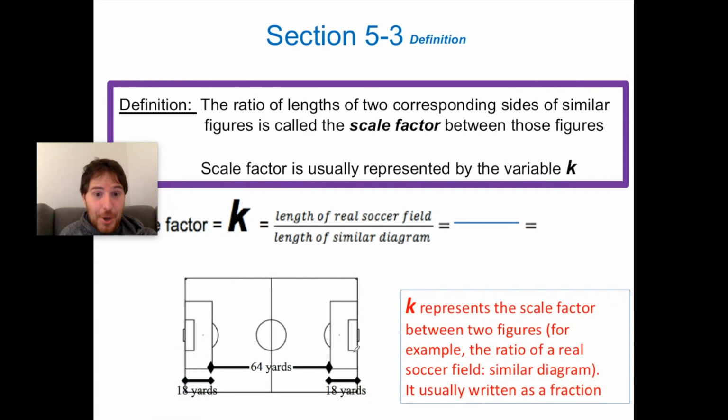A real soccer field would be 100 yards in length, or 3,600 inches. That's 100 yards for the soccer field, multiplied by 36 inches per yard. The yards cancel, and that's 3,600 inches. What was the diagram again? The diagram here is trying to represent that 100 yards in this 4.5 inch width. It's the length of the field. Confusing words here. And so we have 4.5 inches here.